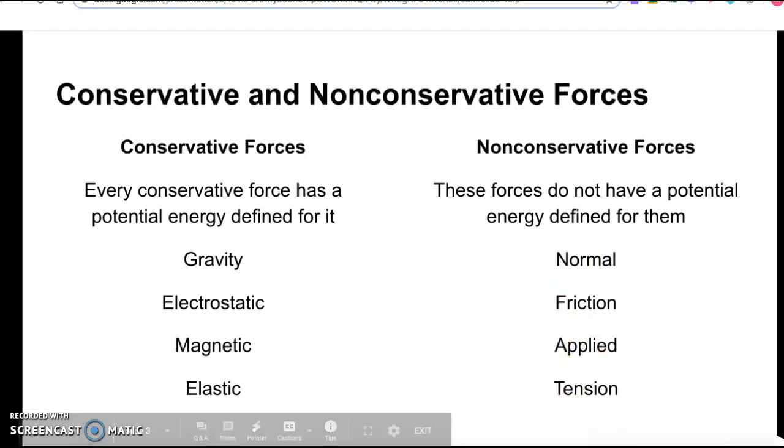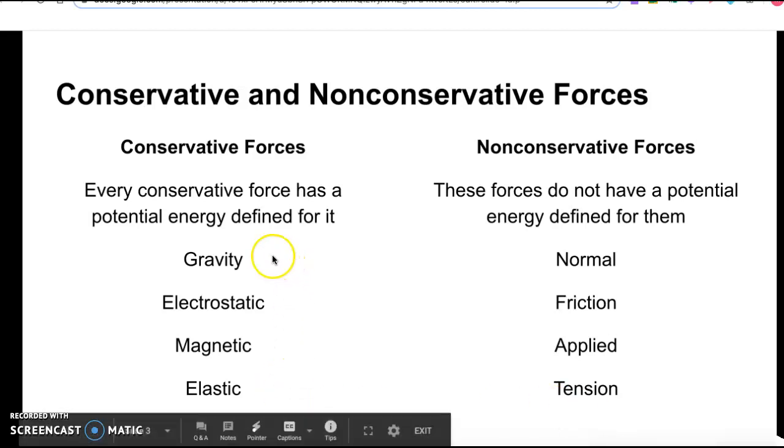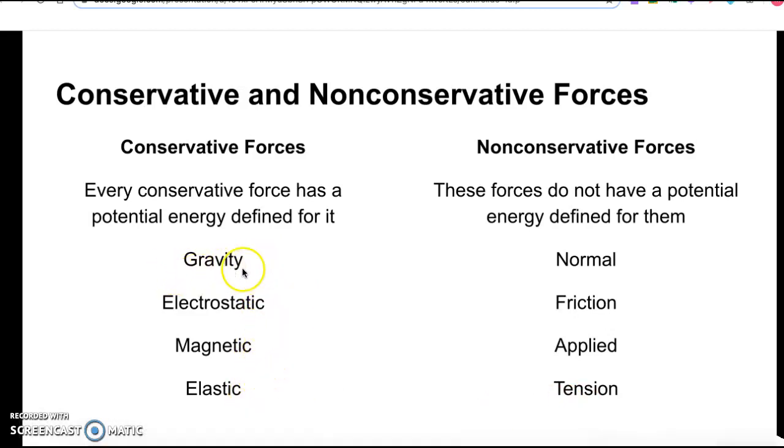So this is going to be a pretty confusing slide because I didn't actually give you the definition of a conservative force. You kind of have to just memorize it, that it's these four. Or really, you only have to memorize that gravity counts as a conservative force because we use that one in grade 11.